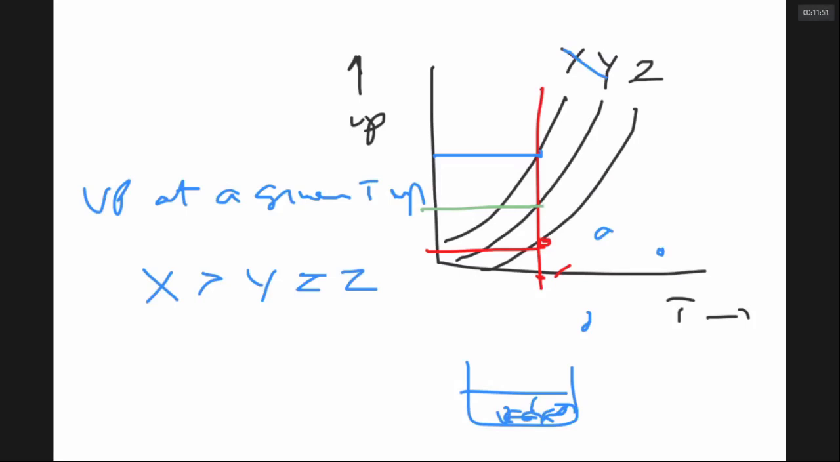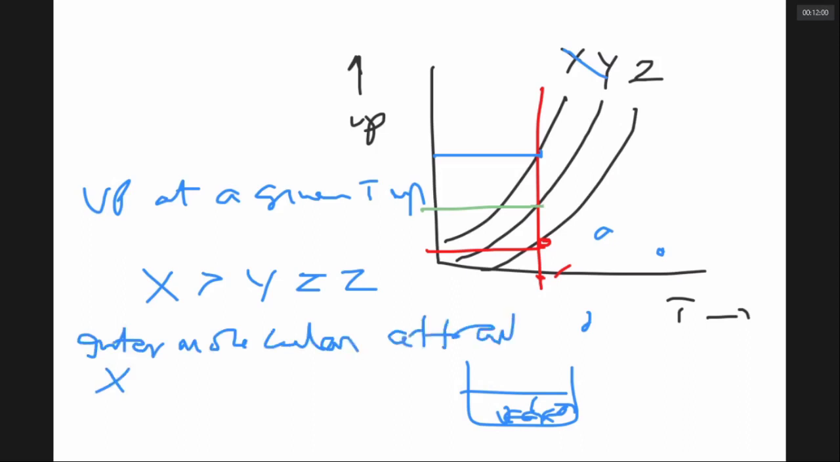So intermolecular attractions: X is less than Y is less than Z. Yes or no? Yes, sir. That is the answer.